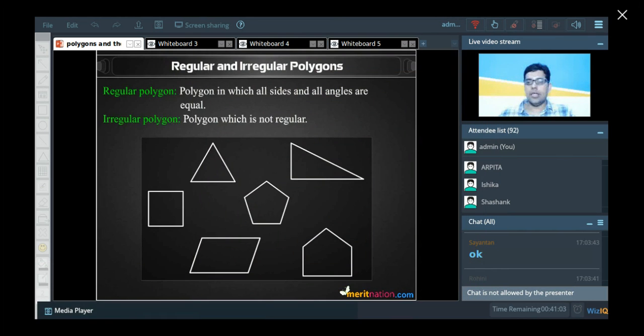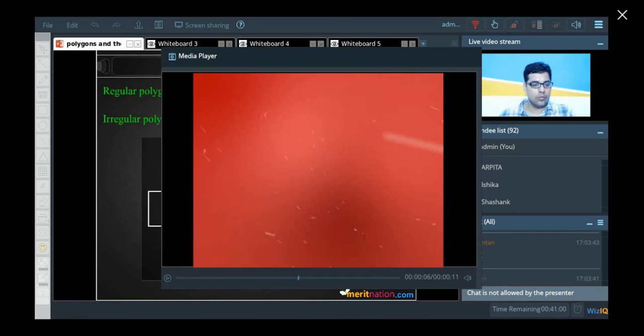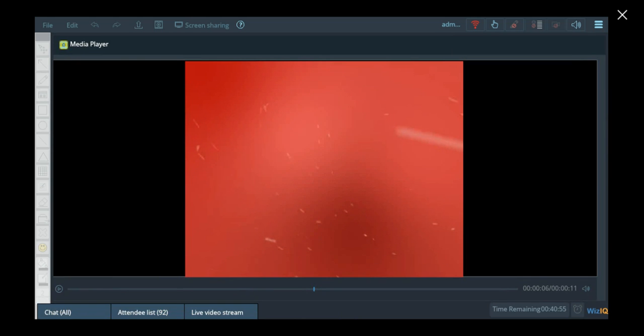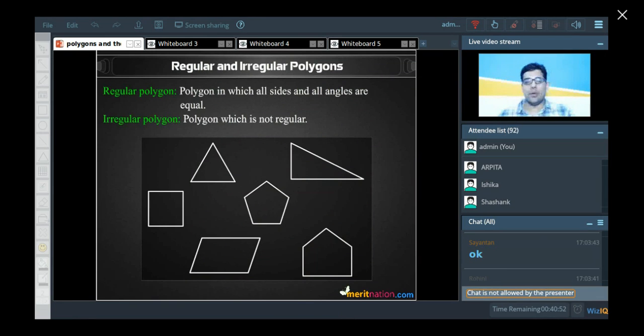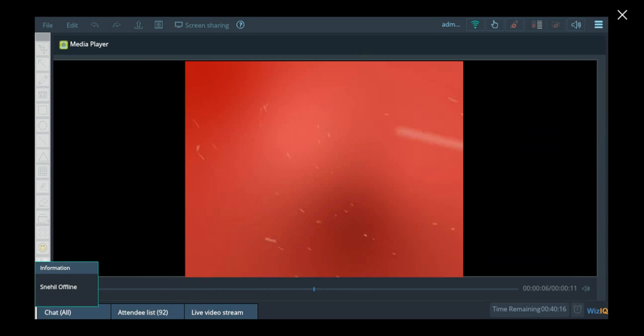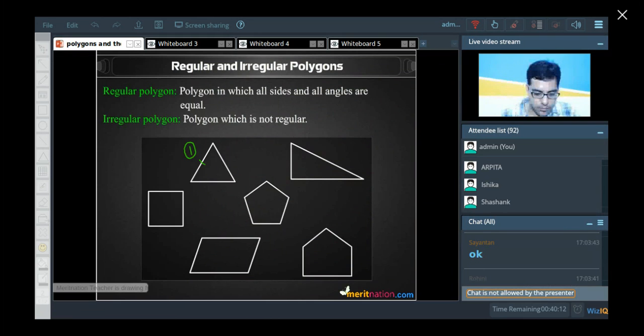After that, we will talk about regular and irregular polygons. A regular polygon is a polygon in which all sides and angles are equal. An irregular polygon is a polygon which is not regular. That means not all sides and not all angles are equal. You can see in the figures. Let's talk about the first figure. Let's suppose this polygon is an equilateral triangle. Equilateral means all its three sides are equal, and all its three angles are also equal.